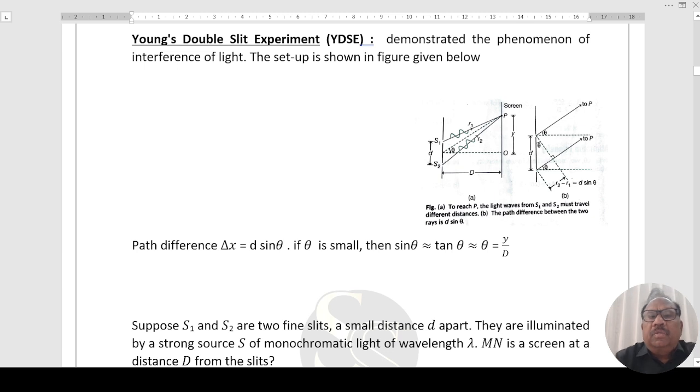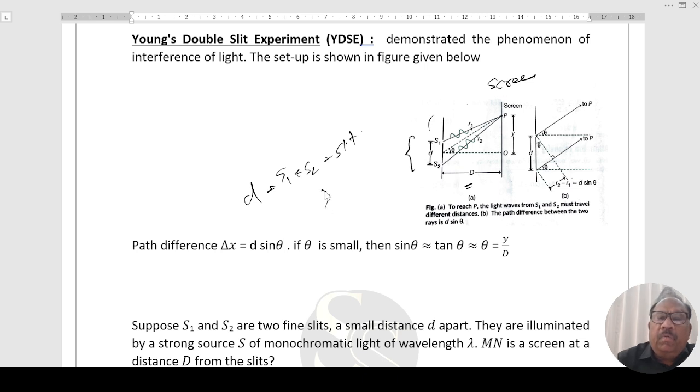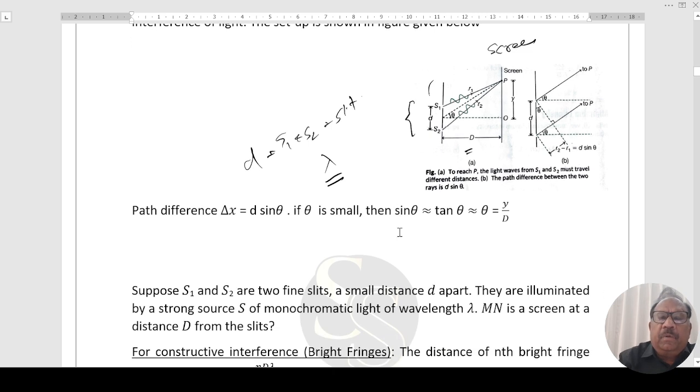Right now, Young's double slit experiment discussion. Regarding Young's double slit experiment, these are the two sources, this is the screen, and these are the slits. S1 and S2 are slits. Separation is d, small d. Monochromatic light of wavelength lambda is used. The path difference reaching the point this way and this way is d sin theta. If theta is small, we can take sin theta or tan theta or theta equal to y by D.